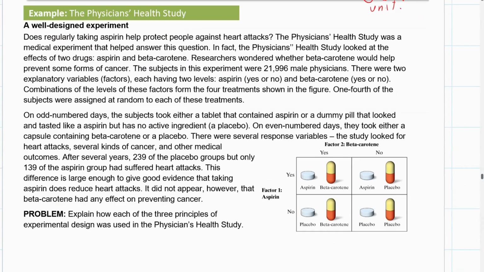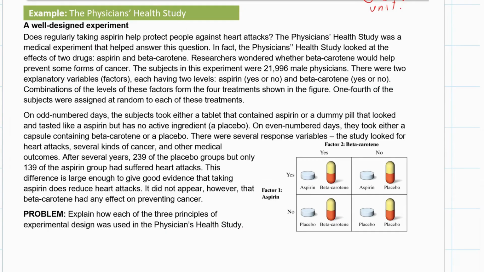Does regularly taking aspirin help protect people against heart attacks? The Physicians' Health Study was a medical experiment that helped answer this question. In fact, the Physicians' Health Study looked at the effect of two drugs, aspirin and beta-carotene. The researchers wondered whether beta-carotene would help to prevent some forms of cancer. The subjects in the experiment were 21,996 male physicians. There were two experimental variables, each having two levels.